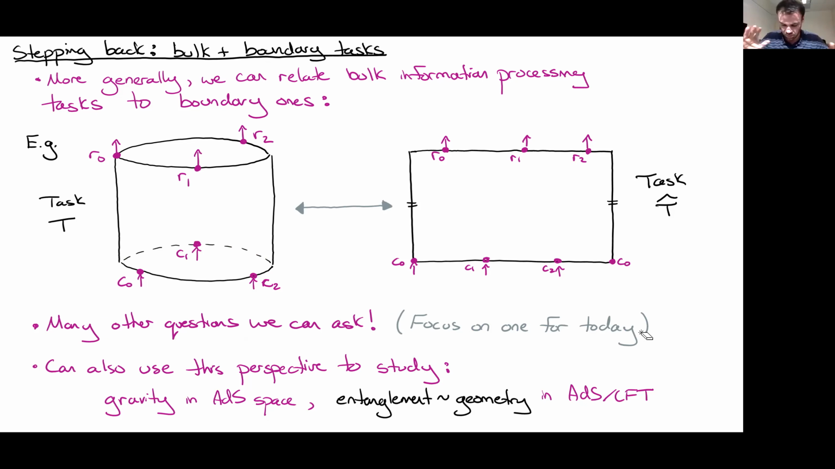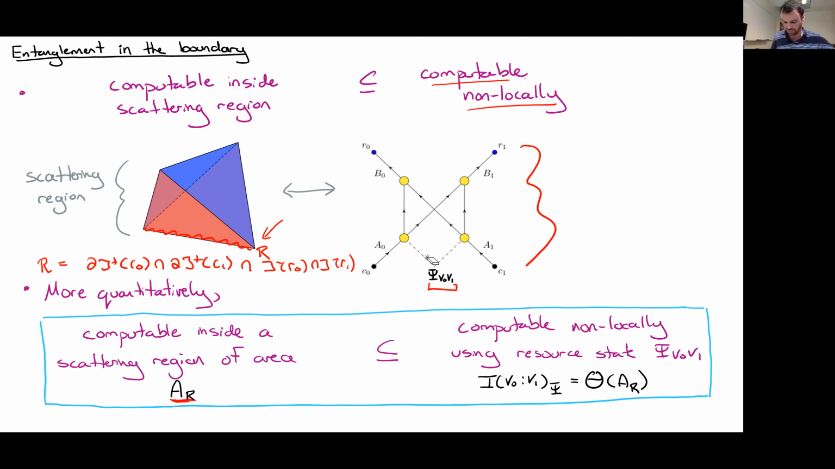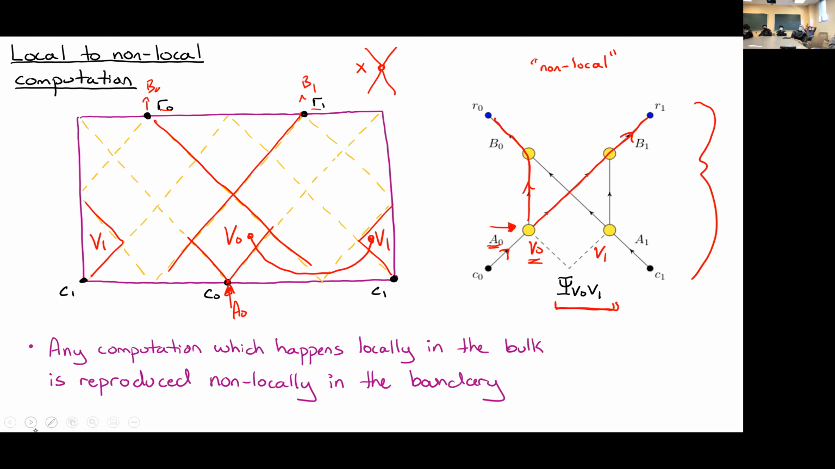Just for one slide, I want to step back a little bit. Sorry, Alex, go back to the previous slide. What were the V0, V1 regions? The mutual information of V0, V1. How are those regions defined? Yeah, there we go. Thank you. So V0 is the future of C0 in the boundary geometry. Yes, right, thank you.